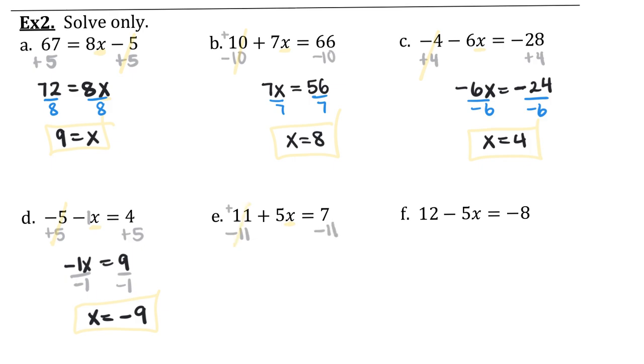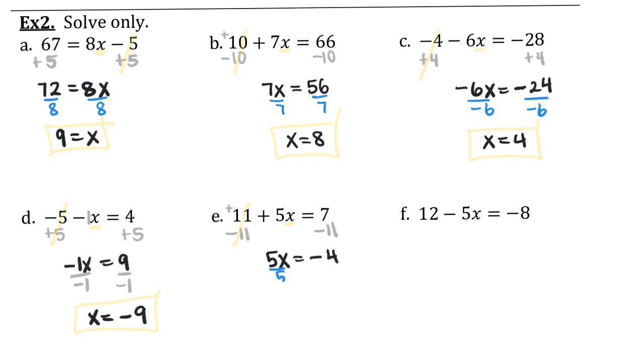Cancel. Okay, when I bring down the 5x, that's a plus 5x. So it's a positive 5x. 7 minus 11, that's going to be negative because I can't take 11 away from 7. 10, 9, 8, 7, 6, 5, 4. Okay, negative 4. Okay, now what?